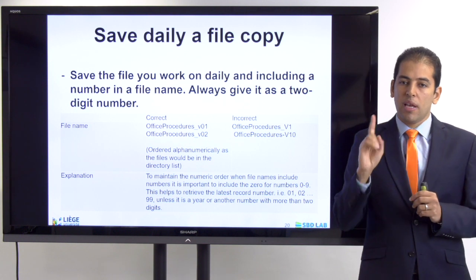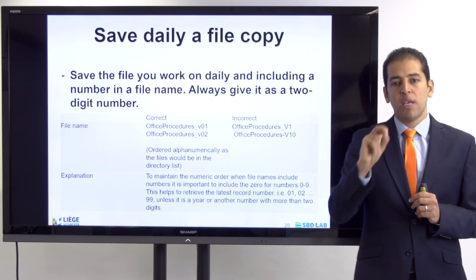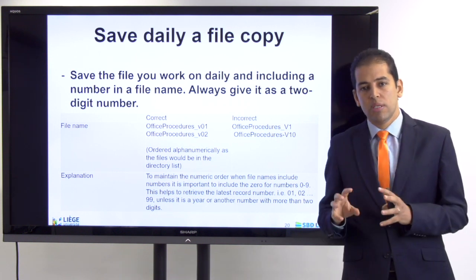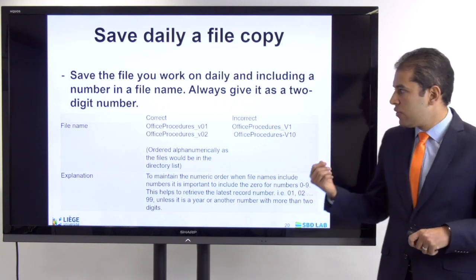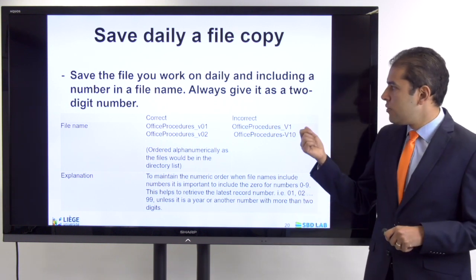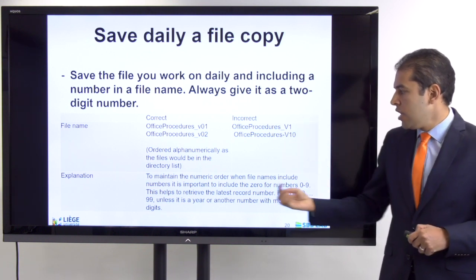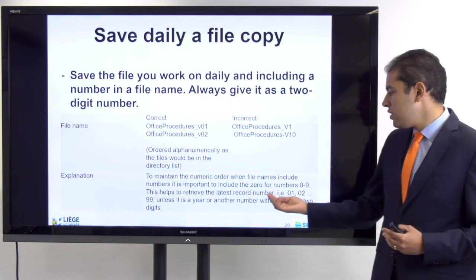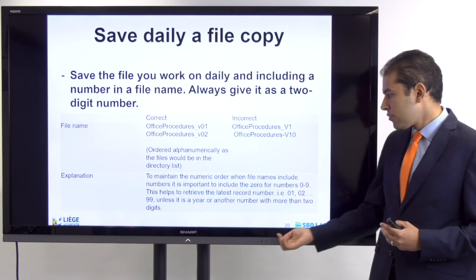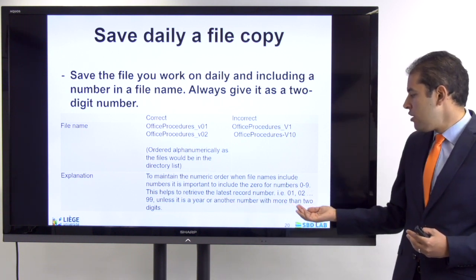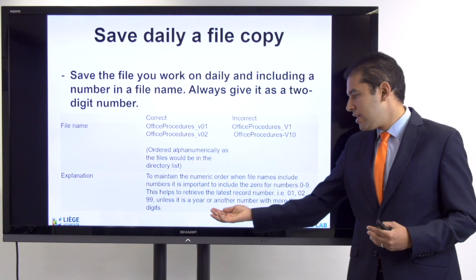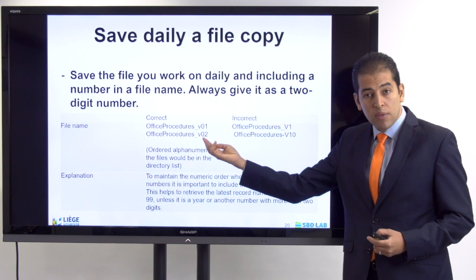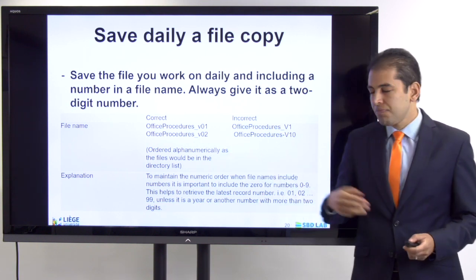But if you are taking the risk and naming the file the same every day, once there is damage on your hard disk or damage related to your PC or laptop, you lose the file. And therefore it is strongly recommended to include a number in the file naming. To maintain the numeric order, file names include numbers. It is important to include the digits 0 to 9. This helps to retrieve the latest record number, for example 01, 02 till 99, unless it's a year or another number with more than 2 digits. You can also replace this with, as I said before, the date.